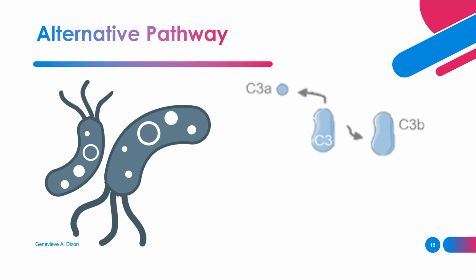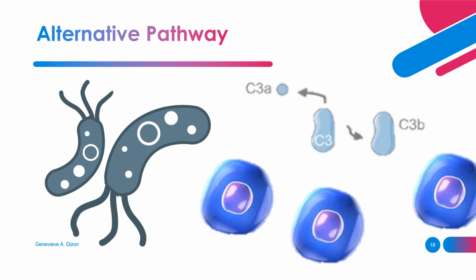Normal, healthy cells can inhibit the effect of C3b. Once C3b attaches to the cell walls of the normal cells, these normal cells can deactivate the effect of C3b. But foreign cells like bacteria, viruses, and fungi do not have the inhibitory protein to deactivate C3b. If not deactivated, this then starts the alternative pathway.